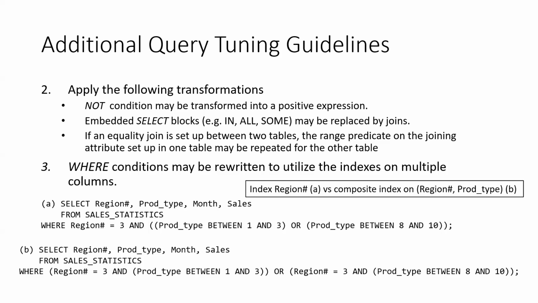So one way to improve, right, is you can combine the region number inside of this. Look at part B. In that particular case, you will see that the WHERE clause we have rewritten. And in this particular case, we will notice that we have region number 3, and then you have a product type. Or again, you put it inside this so that it will utilize indexes.